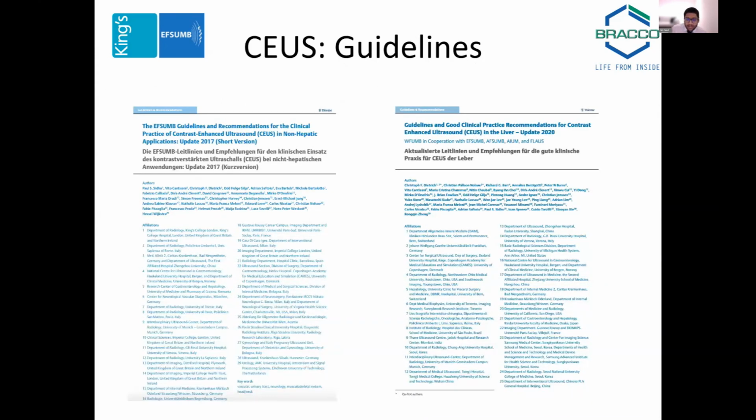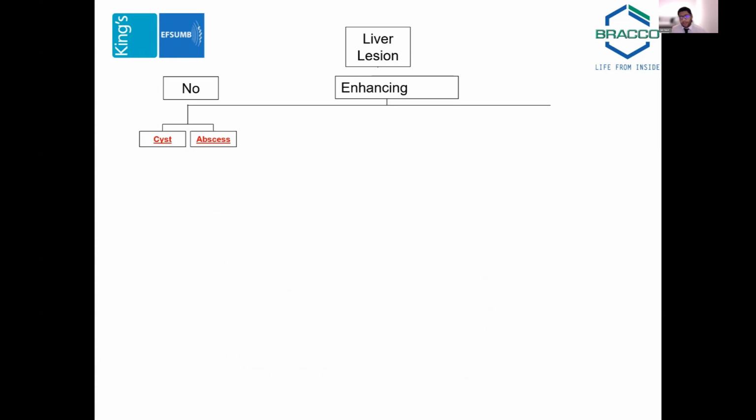And that's where the EFSUMB guidelines come in. I've put both the hepatic and the non-hepatic guidelines in there because they are excellent. They are freely downloadable, and they can give you a good starter for contrast enhanced ultrasound of what you're looking at. To summarize, though, we need to think about what the liver lesion looks like, and you often work this back to front. So that's one of the reasons why it's quite useful to have the video clip and then subsequently look back at it and create your report.